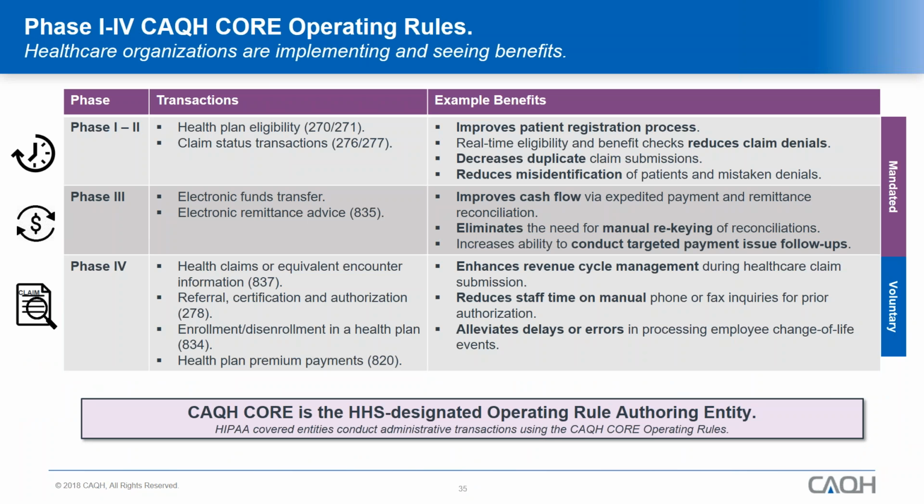Let's talk a little bit about the operating rules here. Health organizations that are implementing them are seeing direct benefits, and we've listed some of those in this slide. Rules around health plan eligibility transactions and claim transactions really improve the patient registration process and reduce claims denials, because you're checking to make sure the patient is eligible and authorized before you provide healthcare services to them. It really decreases claims duplication and reduces misidentification of patients and mistaken denial.